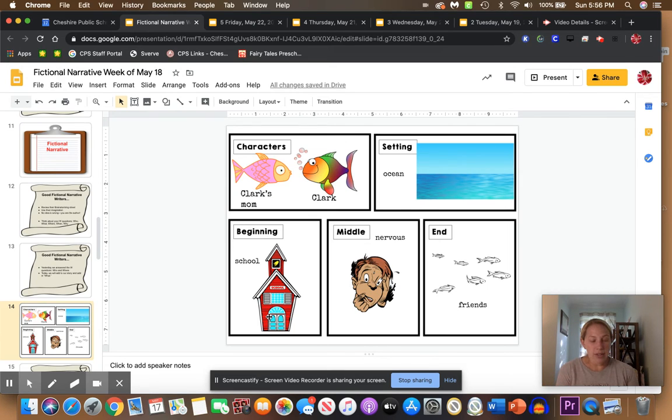I can't wait to add to our writing again tomorrow, where we're going to introduce the problem and then figure out how Clark the fish changes his feelings from nervous to happy.